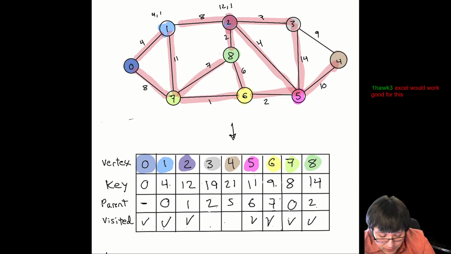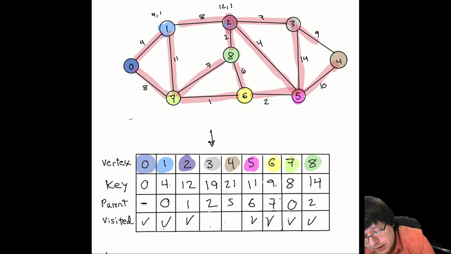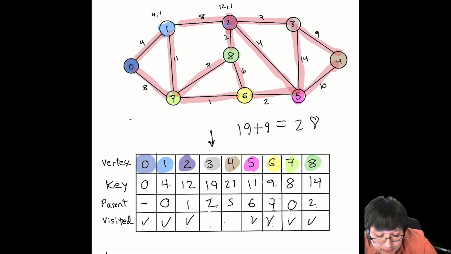Now we got 19 and 21. 19 is smaller, so that means we're at vertex 3. Vertex 3 has 3 edges coming out of it. We got 2, 5, and 4. 2 is visited, 5 is visited, so only 4 is not visited. So this is the only edge that we really have to worry about. So in this case, we are going to say that 19 plus 9, which is equal to 28, is that smaller than 21? The answer is no, it is not smaller, so there will be no relaxations, so no updates happen there. That's the only edge we have to worry about, so we mark it as visited.